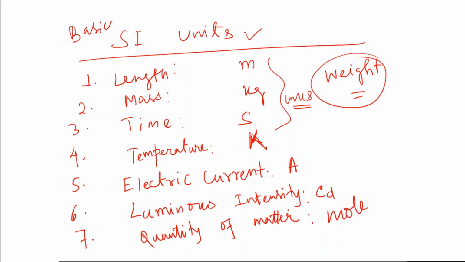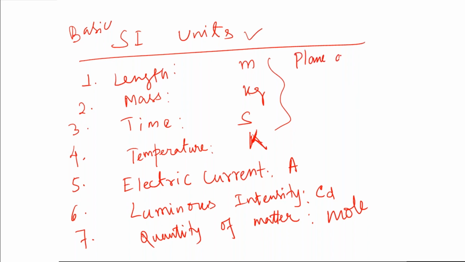Do you understand the difference between this MKS and this SI unit system? Another 2 units have been taken as fundamental units in the international system of units. There are two angles. One is plane angle, which has the unit radian, denoted by rad.